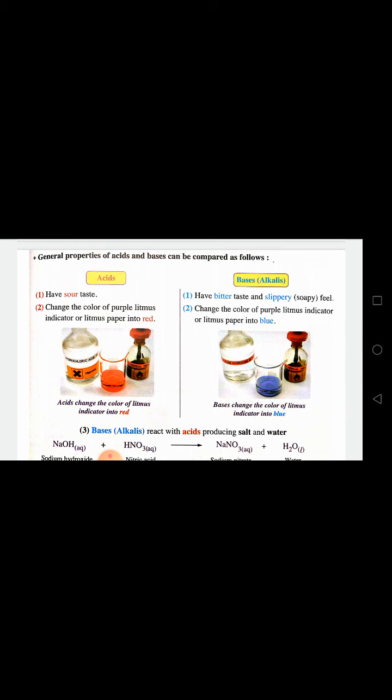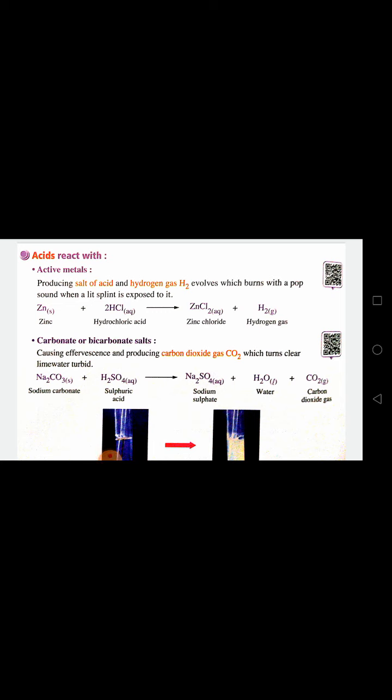Acids react with metals to produce hydrogen gas. For example, zinc reacts with hydrochloric acid. Zinc substitutes hydrogen in the acid and makes zinc chloride plus hydrogen gas, which is evolved. This hydrogen gas can burn with a pop sound.